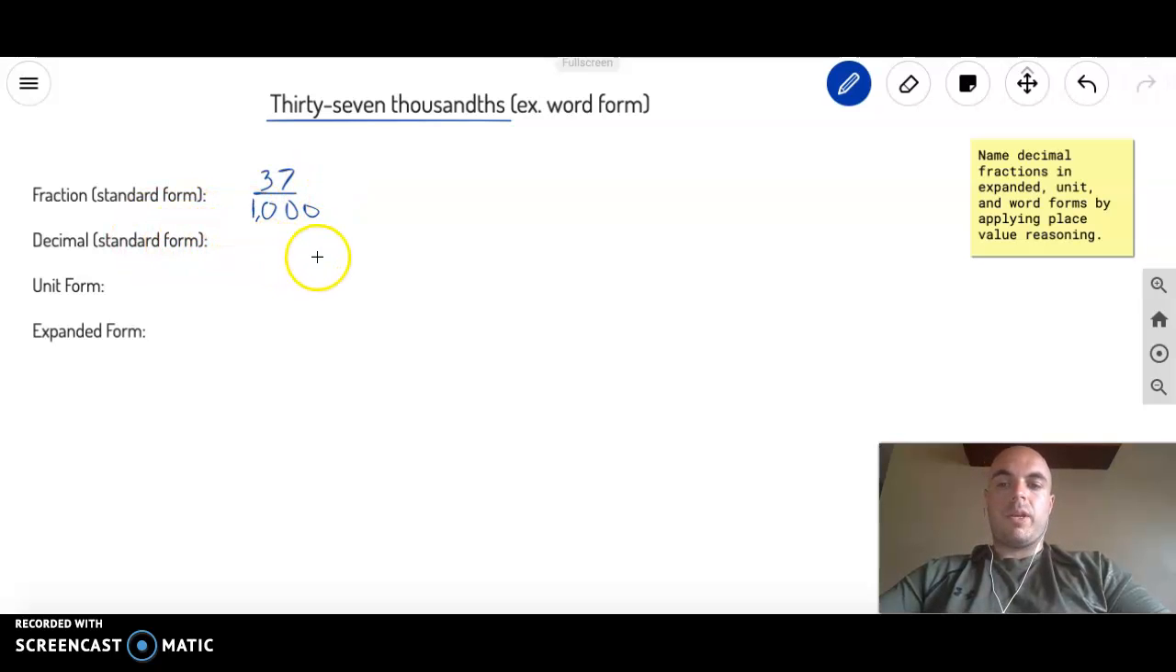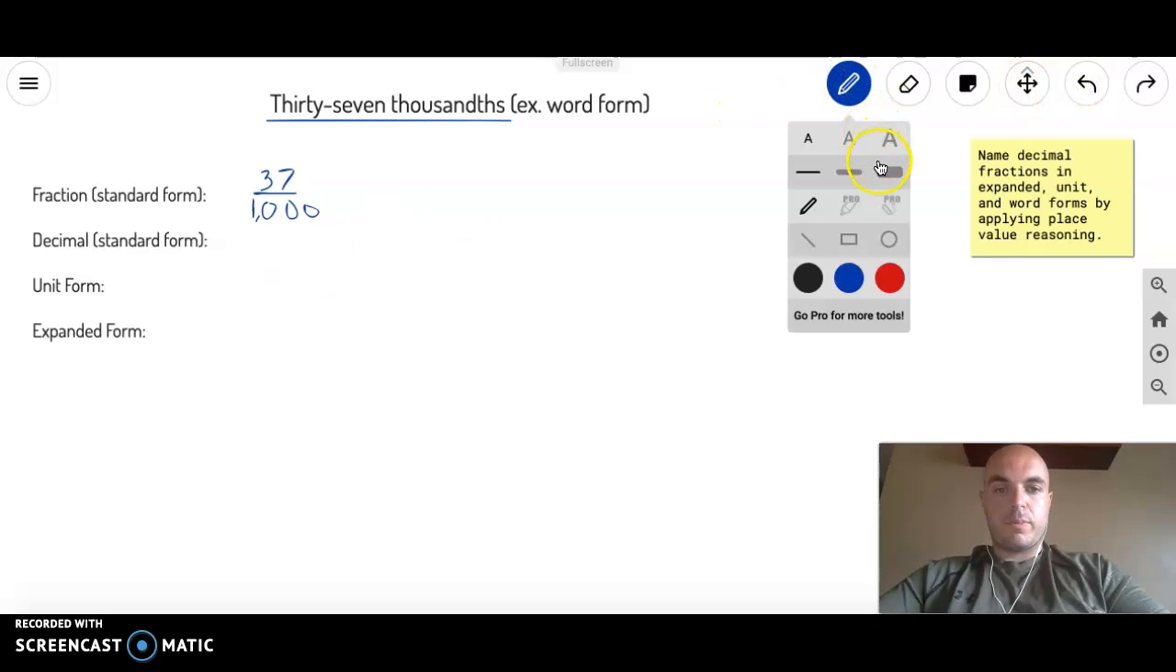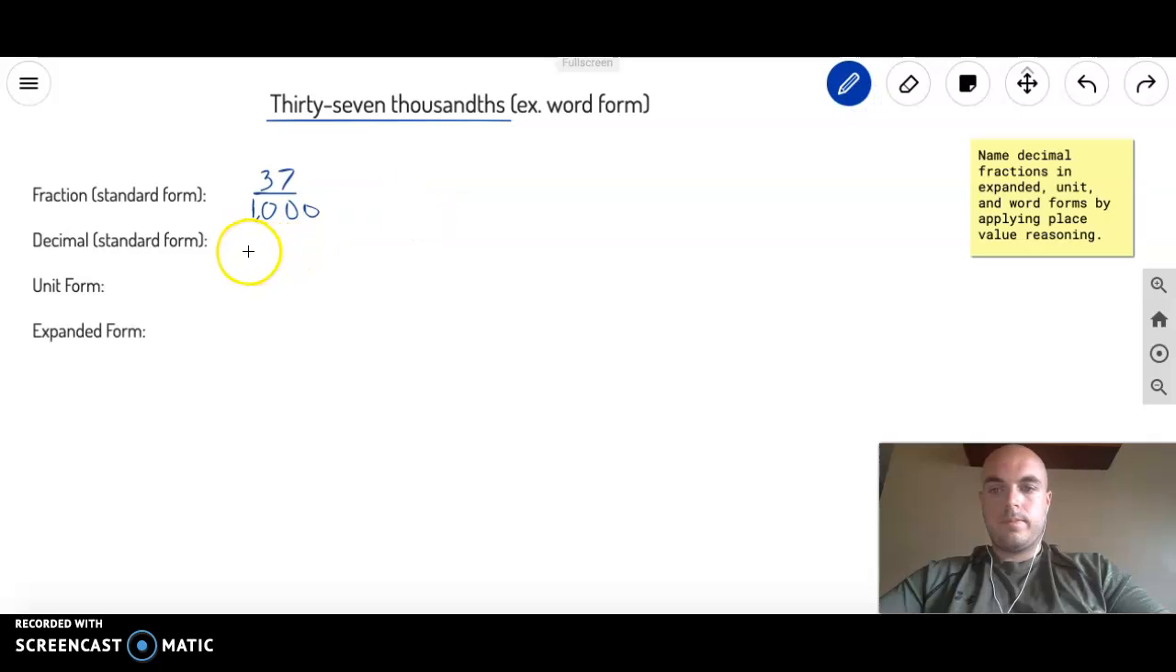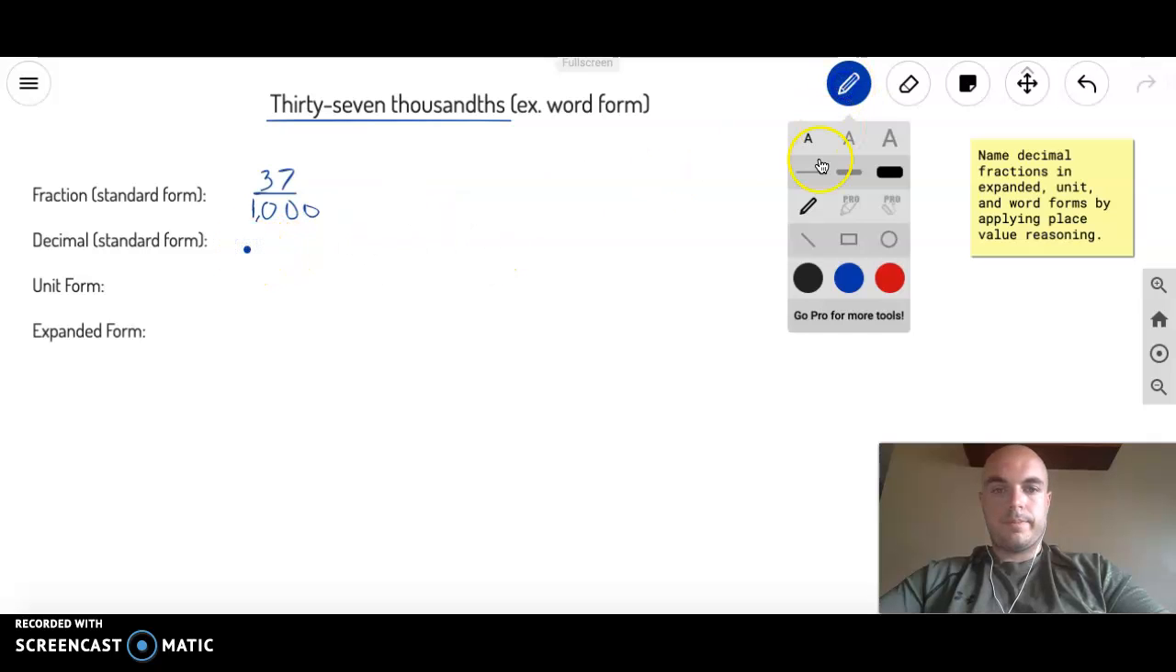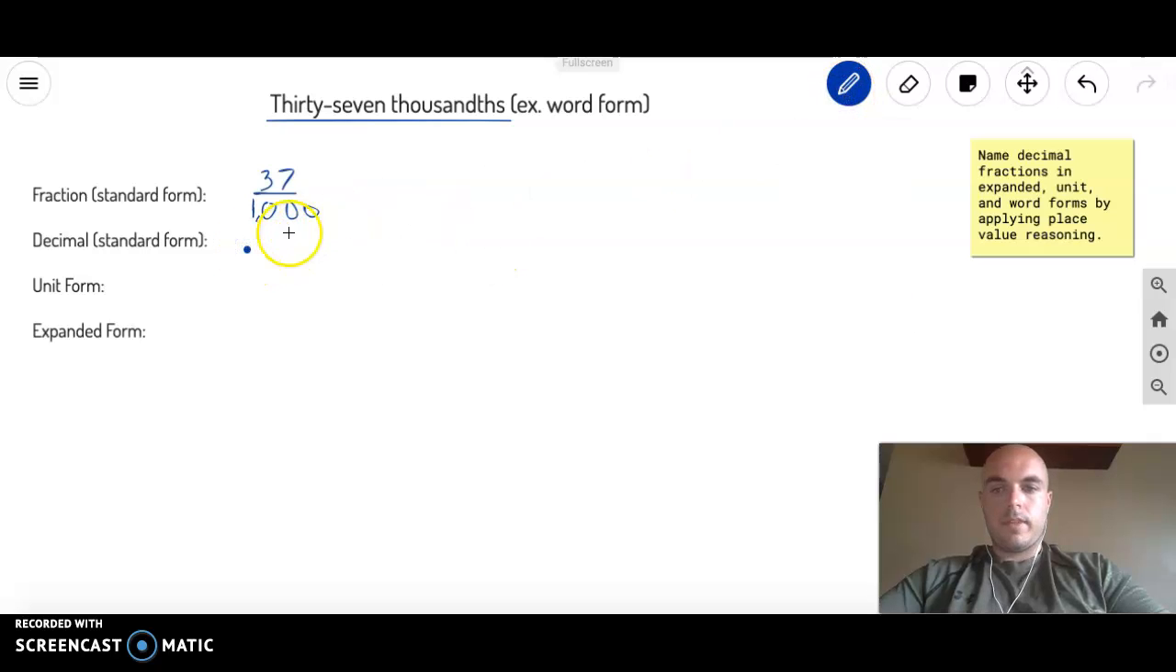Decimal, we have to remember that we are dealing with the thousandths place, which is where we want our 7 to end up. So we have to kind of count. So I have my decimal point there. I'll actually go a little bigger for the decimal point. There we go. So we want our 7 to be in the thousandths place. So I know I have tenths, hundredths, thousandths, which is my 7, my 3 here, and then I'm going to put a 0 here in my tenths.